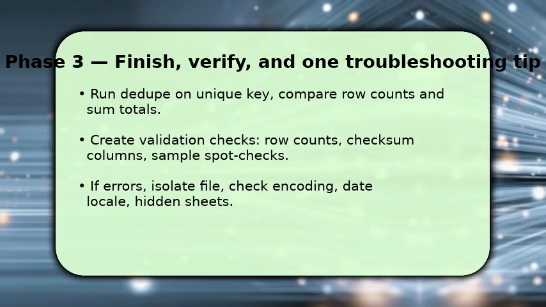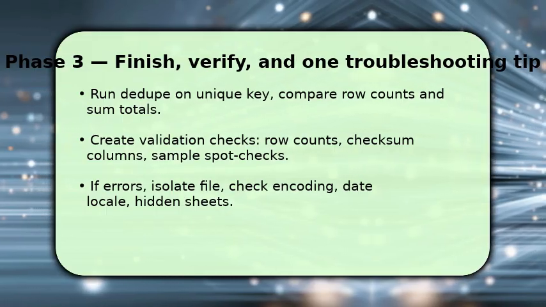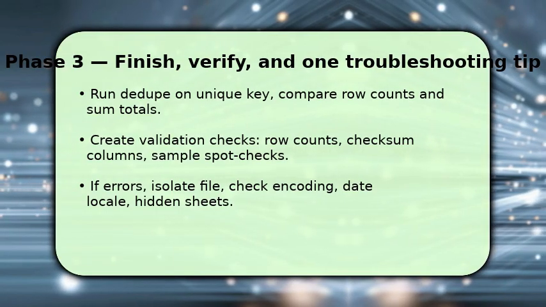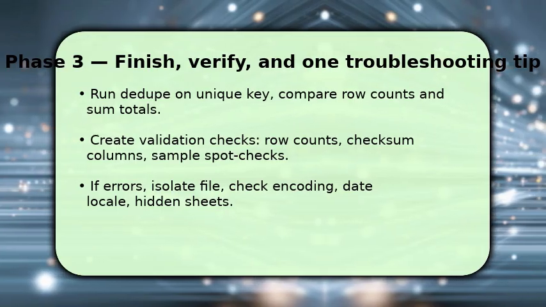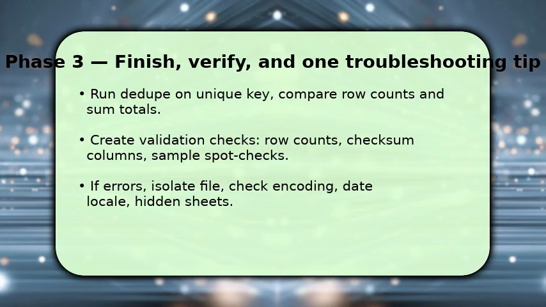If something goes wrong, isolate the problem file and inspect encoding, date locale, hidden sheets, or merged cells. These are common culprits. Finally, document the steps so you, or someone else, can repeat the process reliably.